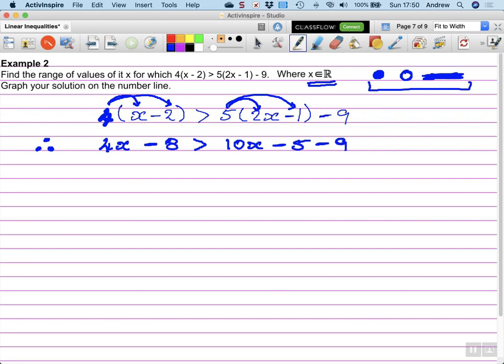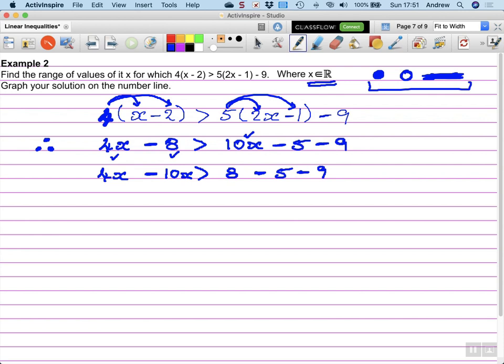We go through the staying and going again. This 4x is staying, so we can write 4x. That minus 8 is going across to the other side, so it becomes a plus 8. So we've done that one. The 10x is going left over the inequality symbol, so it becomes minus 10x. And then the minus 5 is on the right-hand side, so it's staying. The minus 9 is staying. So we've finished moving things around and changing the signs appropriately. Now we can work it out.